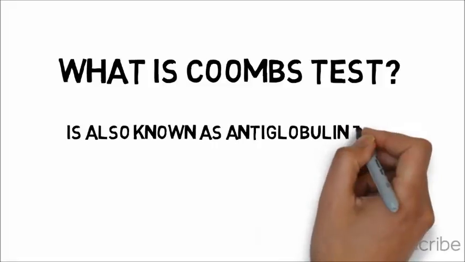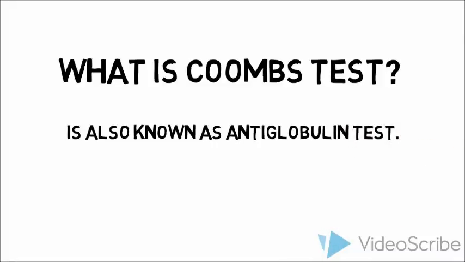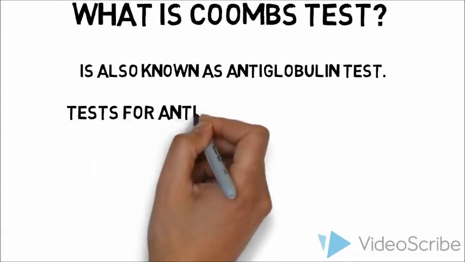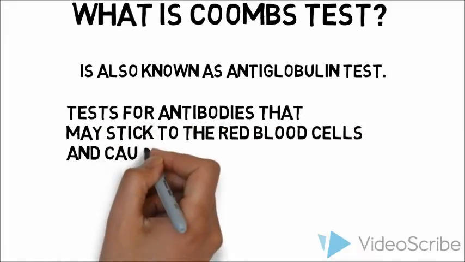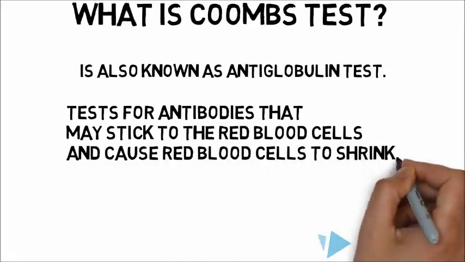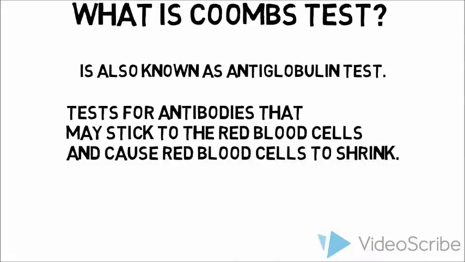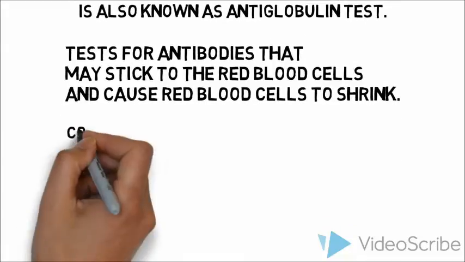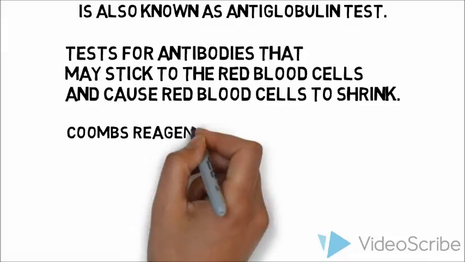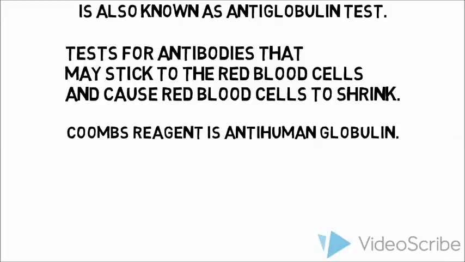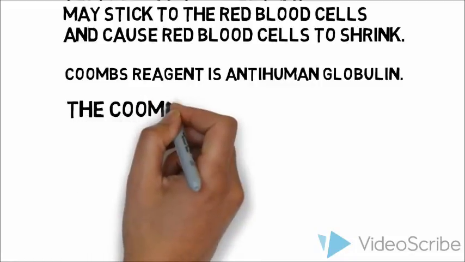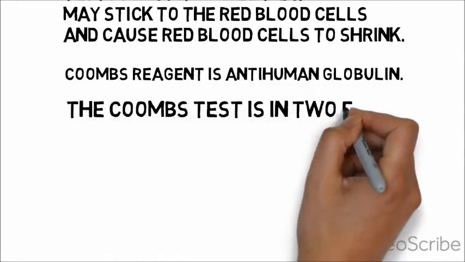This test was first discovered by Morant and Weiss in 1945. Coombs reagent is anti-human globulin. It is made by injecting human globulin into animals, which produce polyclonal antibodies specific for human immunoglobulin and human complement system factors. The main reagent used in the antiglobulin test is anti-human globulin, AHG, also called serum anti-human globulin, an IgG antibody directed against human immunoglobulin or complement components. The Coombs test is in two forms, direct test and indirect test.